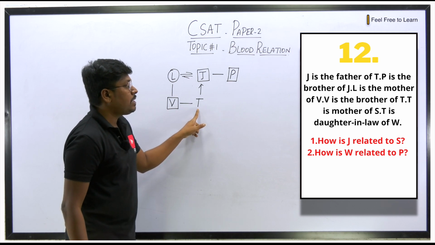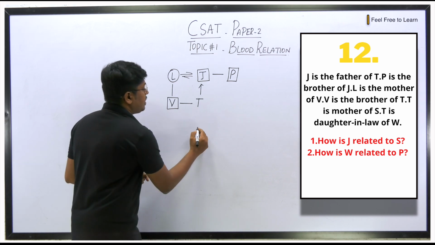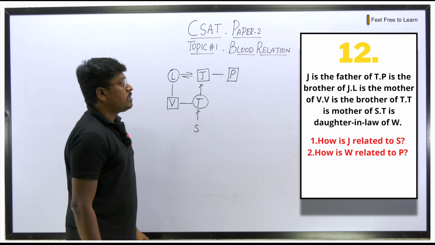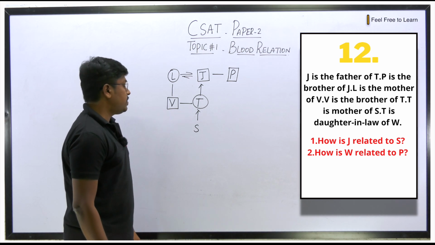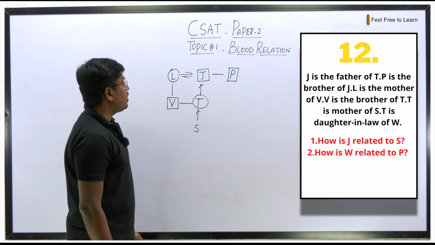So the last point, T is the mother of S. So S's mother is T. Then we can say that T will be a female person. So T is daughter-in-law of W. So W's daughter-in-law is T.